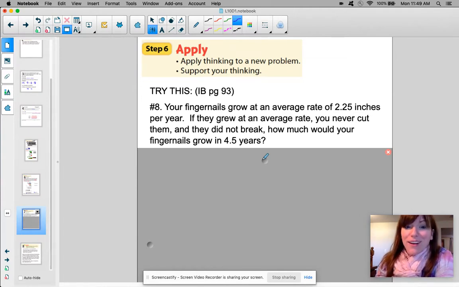I didn't. If they grew at an average rate, you never cut them, and they did not break, how much would your fingernails grow in 4.5 years? Weird to think about. So you are multiplying the rate by the number of years to find out how long your fingernails would be at the end of those 4.5 years. Go ahead and try it, and I'm going to talk about it right after.